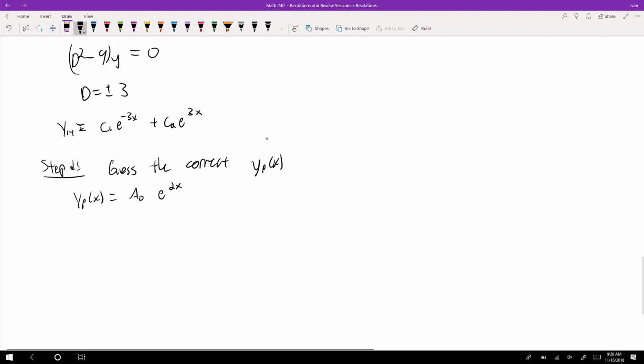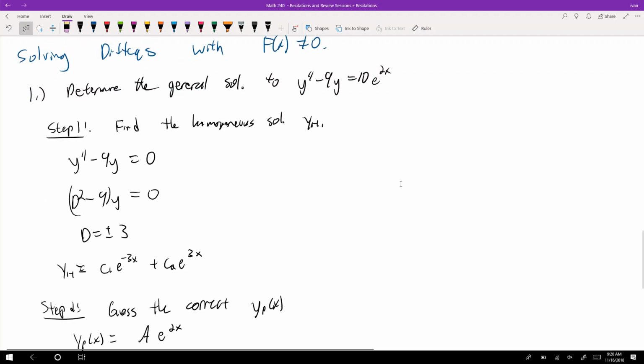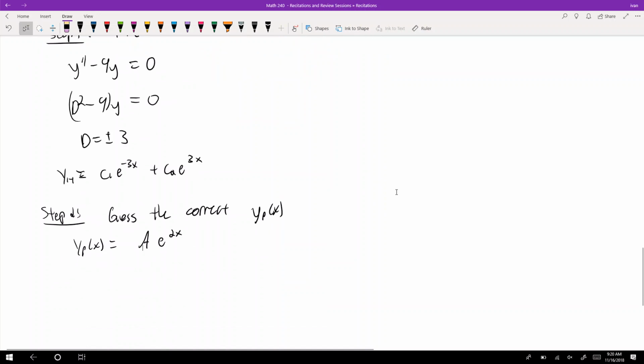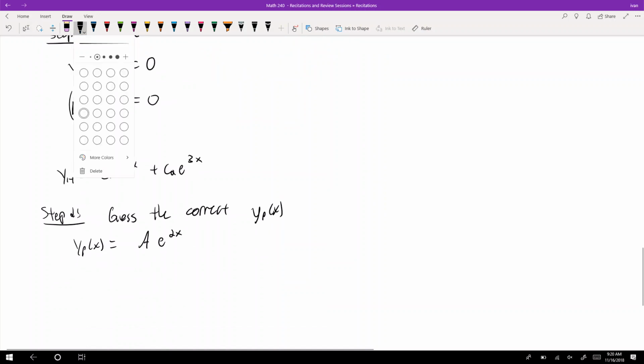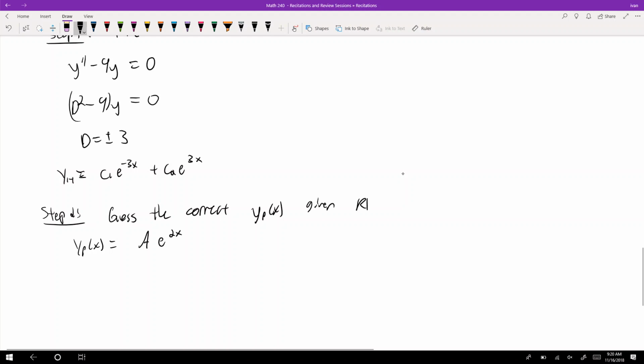To simplify things, I'm just going to drop the naught so we don't have to write this subscript over and over. So I'm just going to say some constant a times e to the 2x. Again, it's based on the right-hand side, not the left-hand side. It's based on the right-hand side f of x. So: guess the correct yp given right-hand side f of x. Let's write that in.